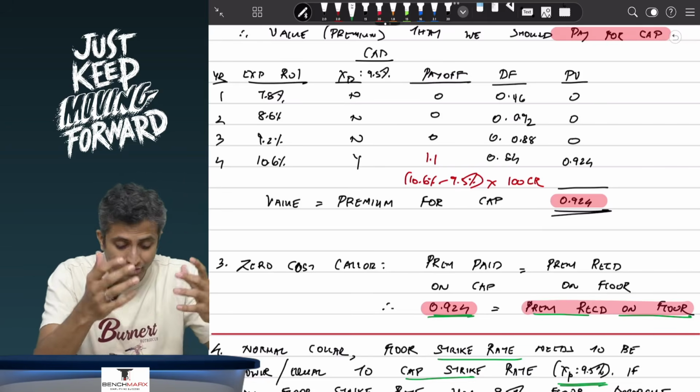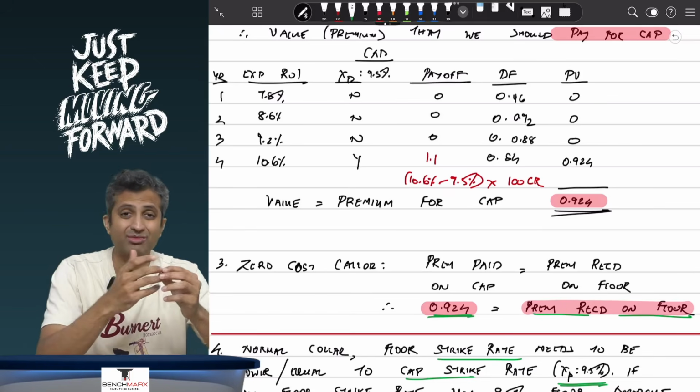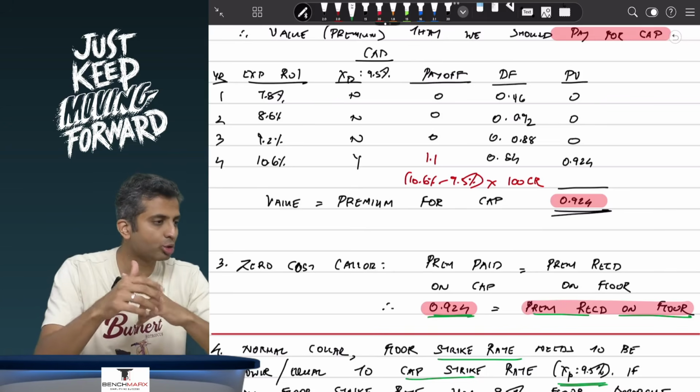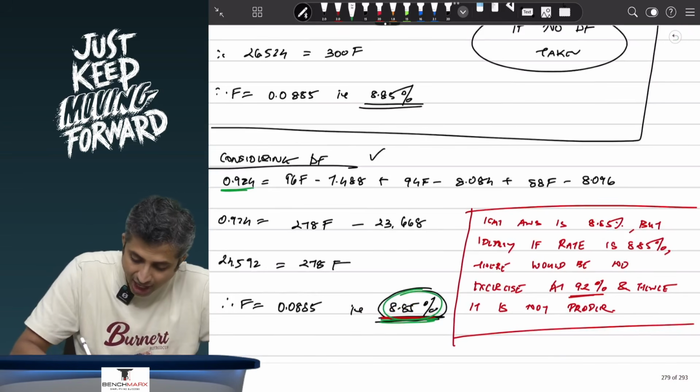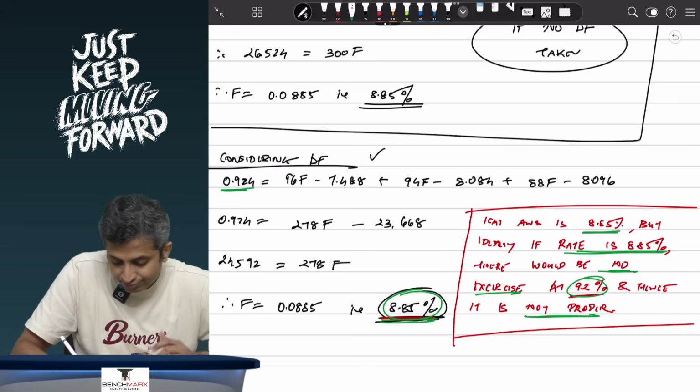If they say that the floor is going to be between 8.6 and 9.2, then I know that the first two are going to be exercised. But if they don't give me a range, for a 4-mark question, this will keep on going in circles and loops. They have ended over here, but in my opinion, that is not correct. ICAI has kept the answer as 8.85%, but ideally if the rate is 8.85, there would be no exercise at 9.2%, and hence this is not proper.